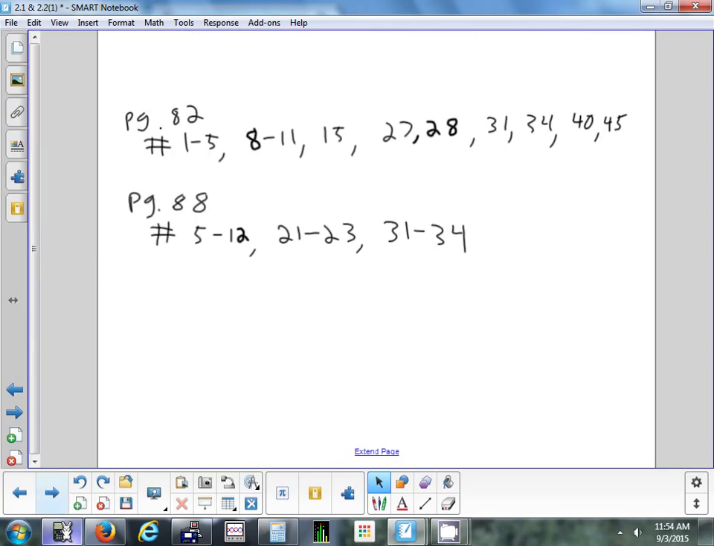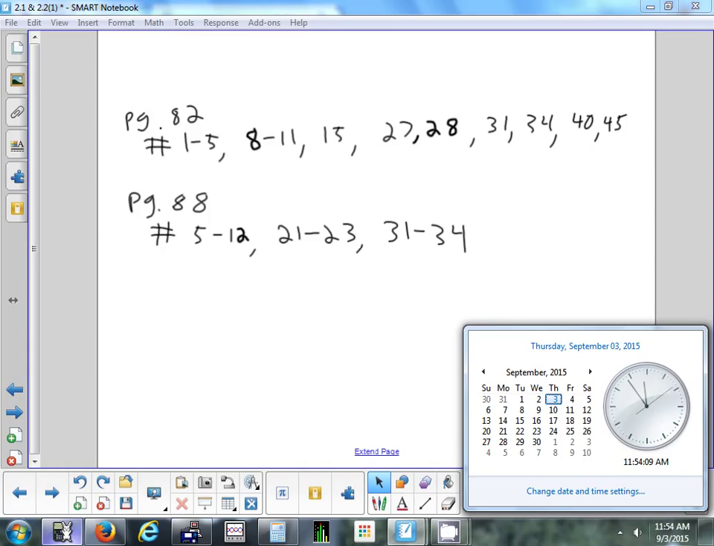All right, so the homework will be on 2 pages. This will be due next time I see you guys. So you guys are in shop next week. I'll see you on the 14th, Monday. Okay, so page 82, 1 through 5, 8 through 11, 15, 27, 28, 31, 34, 40, and 45. Okay, that's section 2.1. And then what we did from 2.2, 5 through 12, 21 to 23, and 31 through 34.